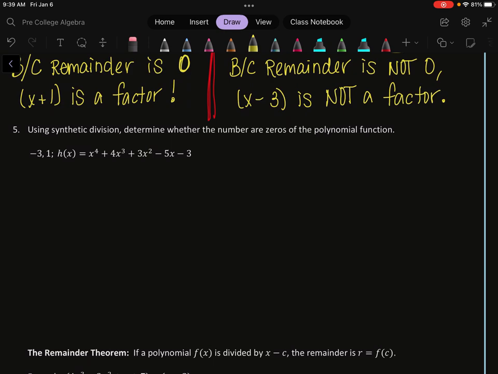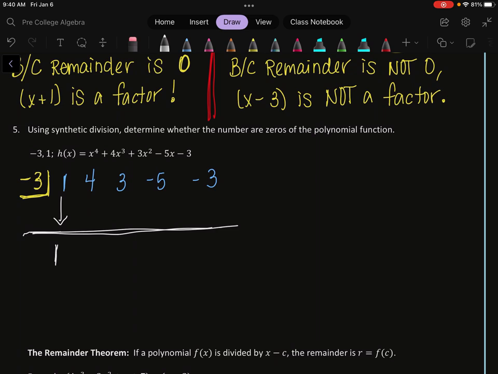So let's go ahead and do our synthetic division here. Because they're already zeros, yes, I'm going to use a -3. Okay, not positive 3 because it's not a factor. So we have 1, 4, 3, -5, -3. So this is a little bit a longer one. It's a quartic function.